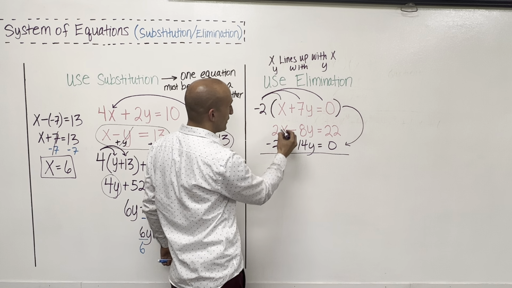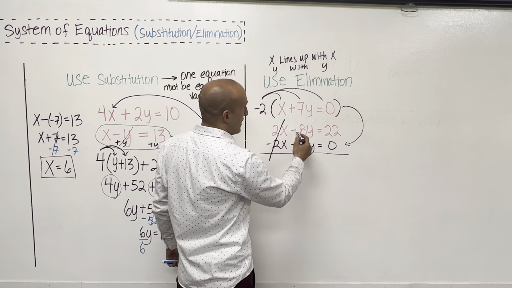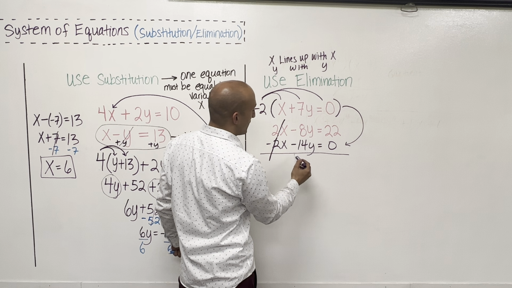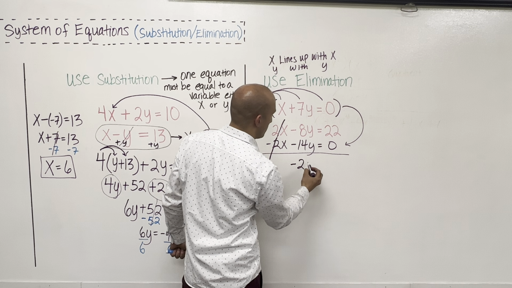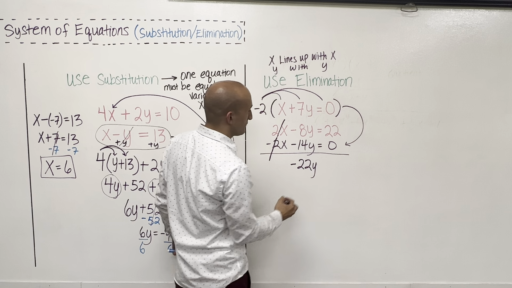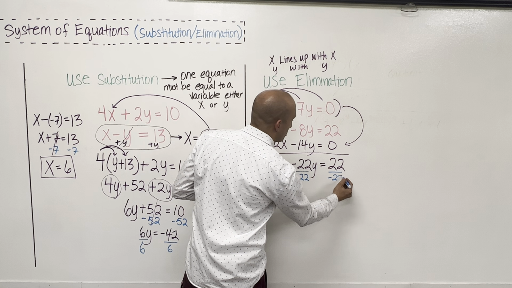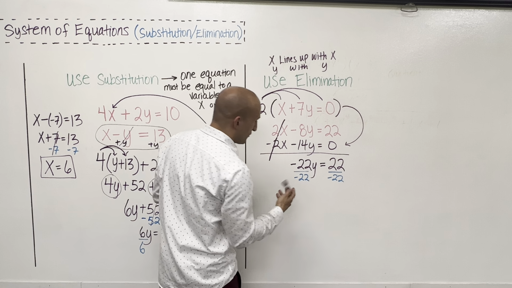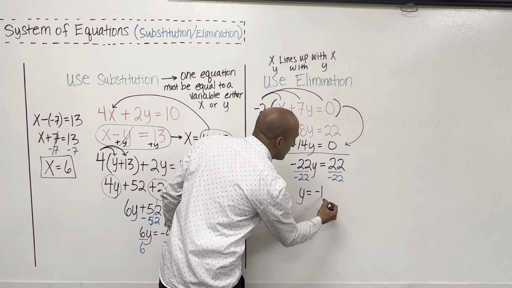This 2x minus 2x will be 0, which is what we want. We want to eliminate one of these. Okay, negative 8y minus 14y will be negative 22y. Okay, 22 plus 0 is equal to 22. So all I have to do there is divide by negative 22 to isolate the y. So I'm left with y equals negative 1.